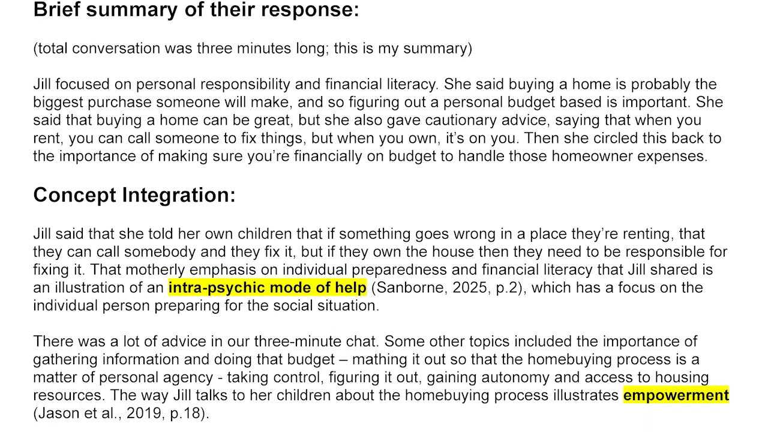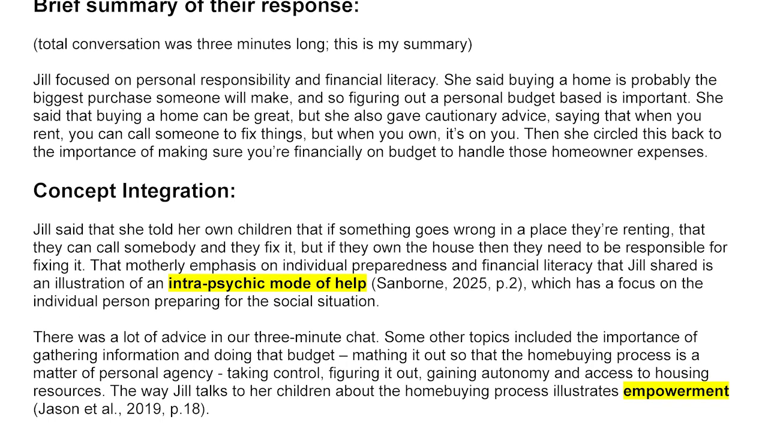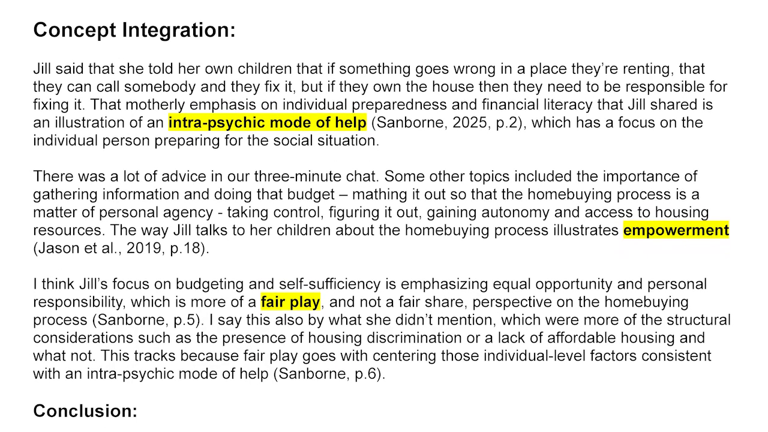There was also a lot of advice in our 3-minute chat. Some other topics included the importance of gathering information and doing that budget, mathing it out so that the home buying process is a matter of personal agency, taking control, figuring it out, gaining autonomy and access to housing resources. And the way Jill talks to her children about the home buying process illustrates the concept of empowerment. And for my third concept, I think Jill's focus on budgeting and self-sufficiency is emphasizing equal opportunity and personal responsibility, which is more of a fair play and not a fair share perspective on the home buying process.